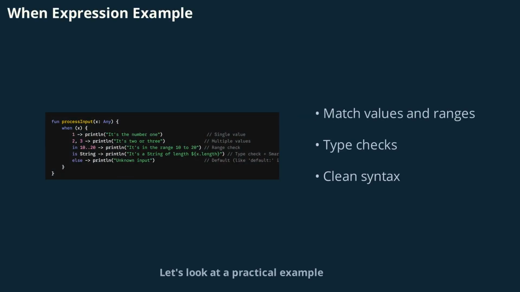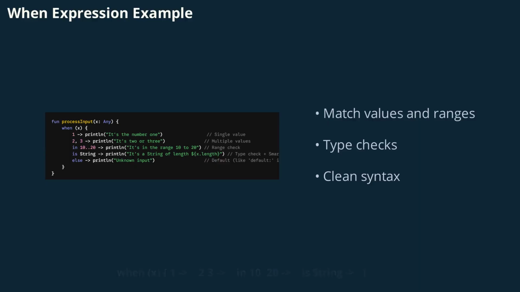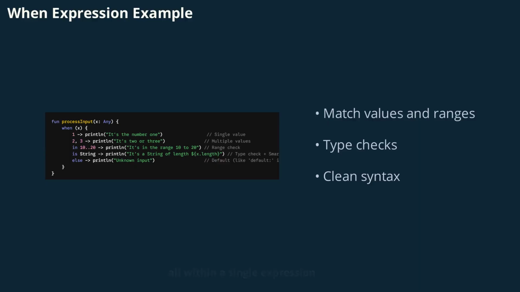Let's look at a practical example. Suppose you have a function that processes different types of input. Using when, you can match single values, multiple values, ranges, and even types. For instance, when (x) { 1, 2, 3 in 10..20 is String }. This flexibility allows you to handle complex logic in a clean and readable way, all within a single expression.